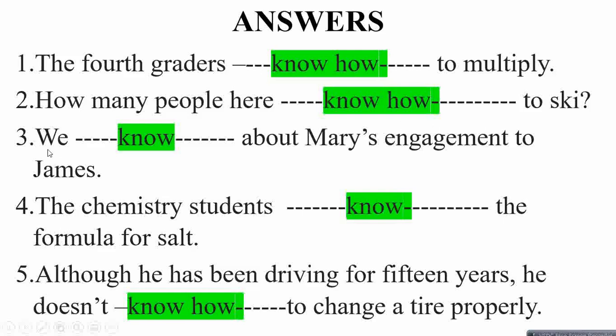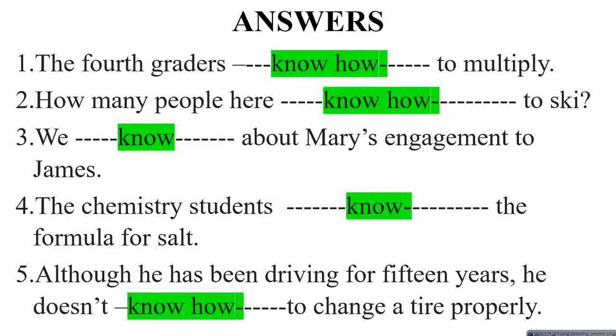Third question, we know about Mary's engagement to James. Again this is a prepositional phrase, so the verb before it will be only know. Now comes question 4. The chemistry students know the formula for salt. So after the blank you have a whole sentence, so you proceed with the verb know only.